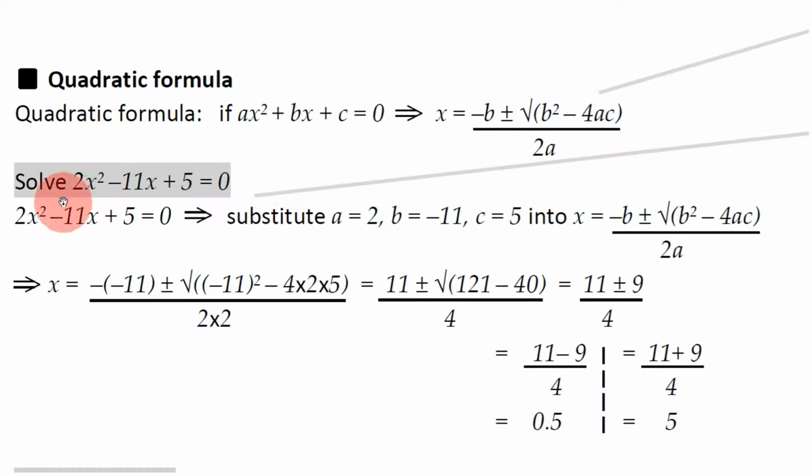According to this, a is 2 because that's the number in front of x squared. b is minus 11 because that's the number in front of x, and c is 5 because that's the number stuck at the end of the equation when it's all equal to 0. So a equals 2, b equals minus 11, and c equals 5. Substitute that all into this formula and we're going to get the answer. Now you can see quite a bit of working out because we just keep simplifying and simplifying.